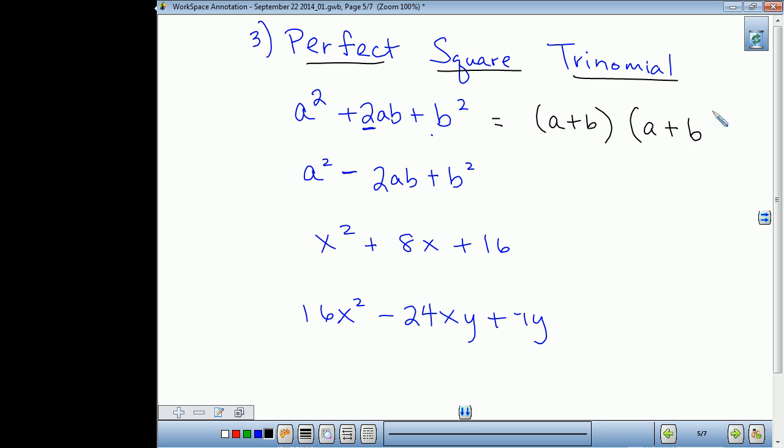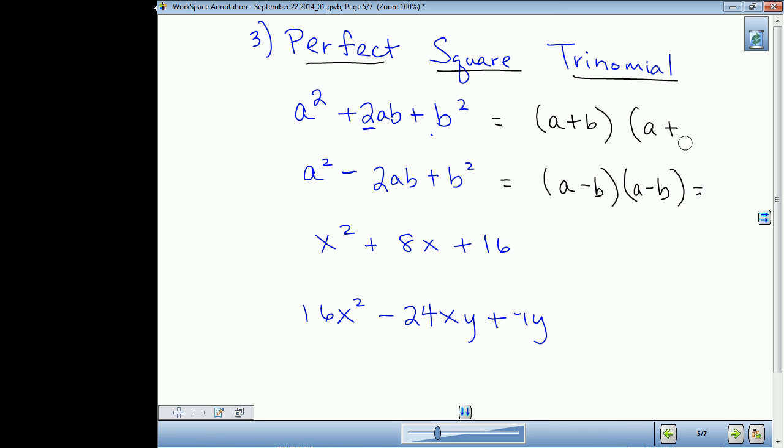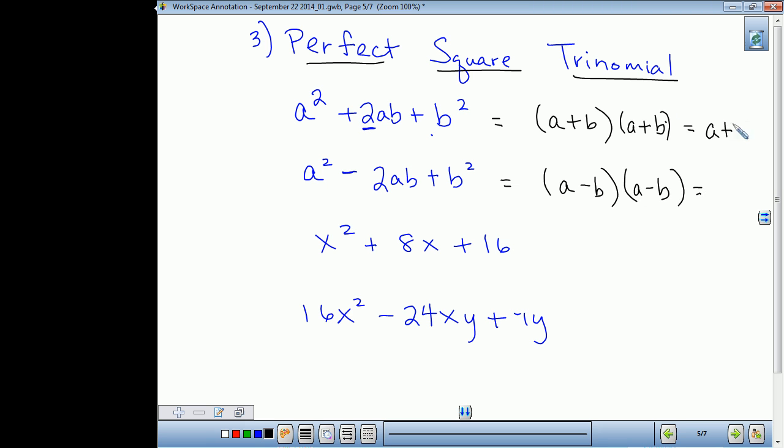So if we do have that middle term, is there a more efficient way to write a plus b times a plus b? Yes. What's the more efficient way to write it? A plus b squared. And that's what we would want to do. We would want to write it as a binomial squared.